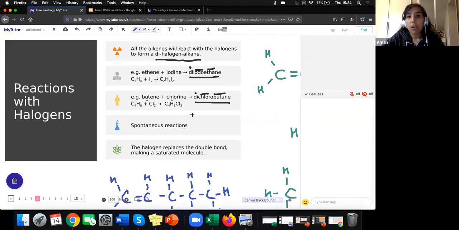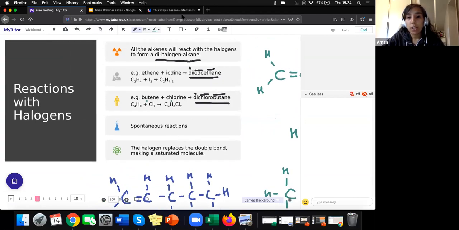Okay, great. Do you want to do another example of a halogen reaction or are we happy with that? We can do propene reacting with iodine, for example. Happy with that? Okay, great. Just as a recap, the alkenes react with halogens. They will form a dihalogen alkane. So in this example, ethene reacts with iodine to form diiodoethane. Butene reacts with chlorine to form dichlorobutane. And if it's bromine, it's dibromo plus an alkane.